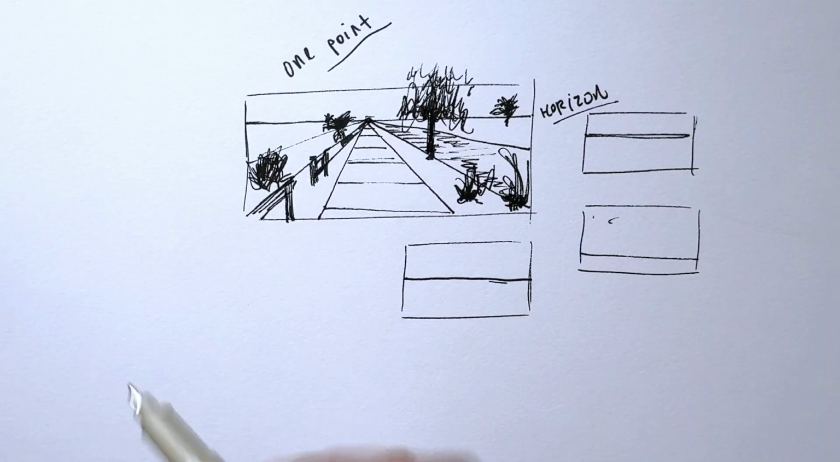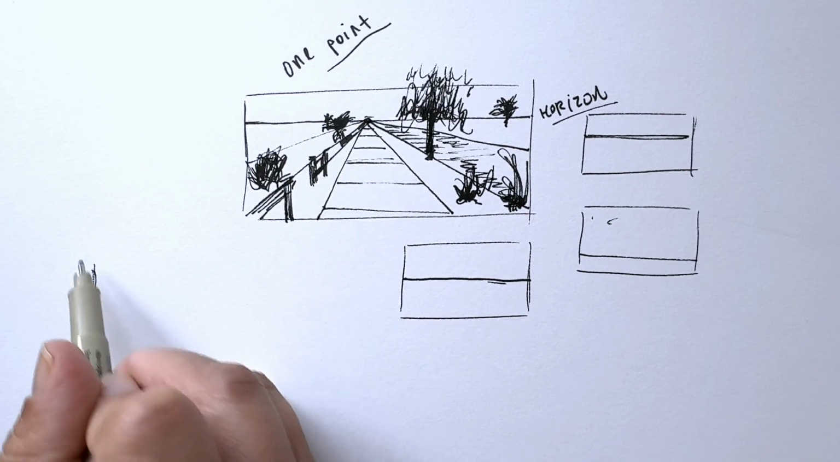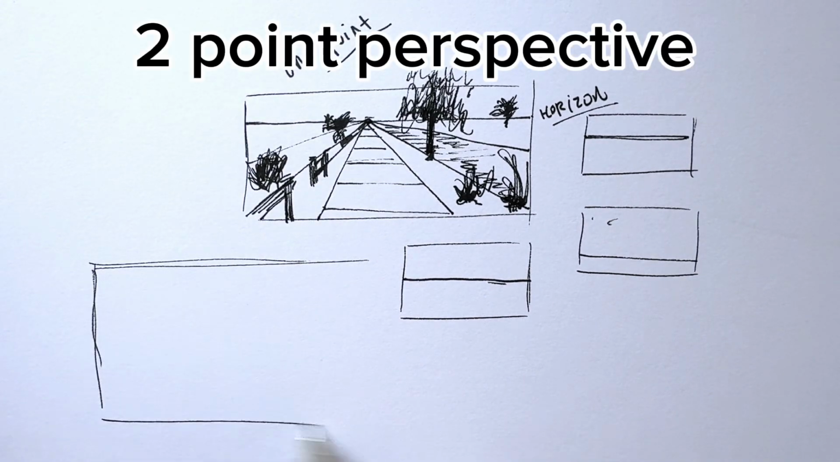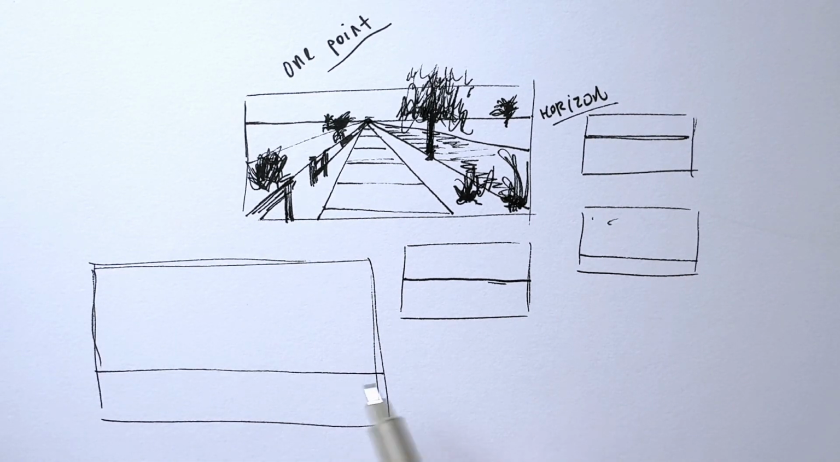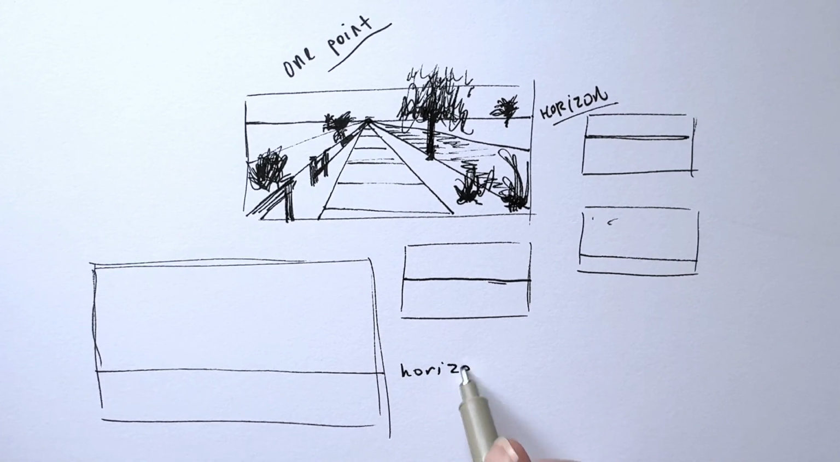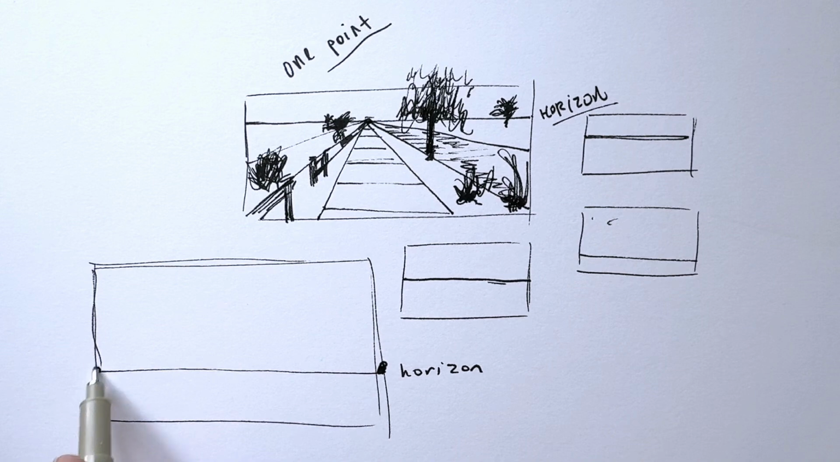Okay, so now let's look at 2-point perspective. We'll do that right here. We'll make another little rectangle to do this. And again, let's put our horizon line. This time, let's make it a little bit lower. We'll make it down here. Okay, so we've got our horizon line. And now we're going to have two vanishing points. So let's put them out here. One all the way out here, and let's put one all the way out here.